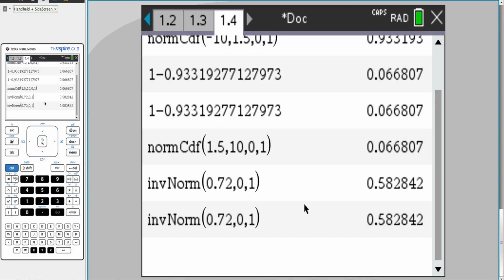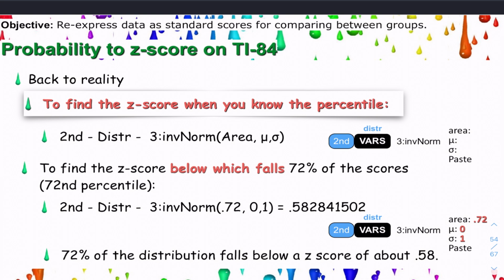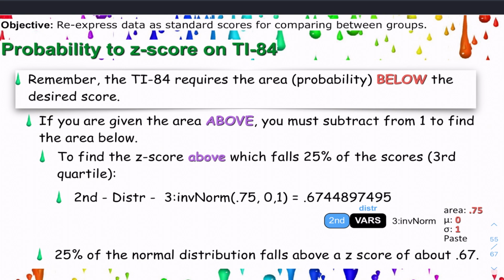So if we do inverse normal, we get a much more precise value than we did with our table. So we get 0.582841. And you can see much more accurate and quick, just typing in the area, the mean, standard deviation, hit enter. For those on your TI-84, you hit second vars, which gets you to your distributions. And then you go down to the third option, which is inverse normal. And you'll get the exact same operations.